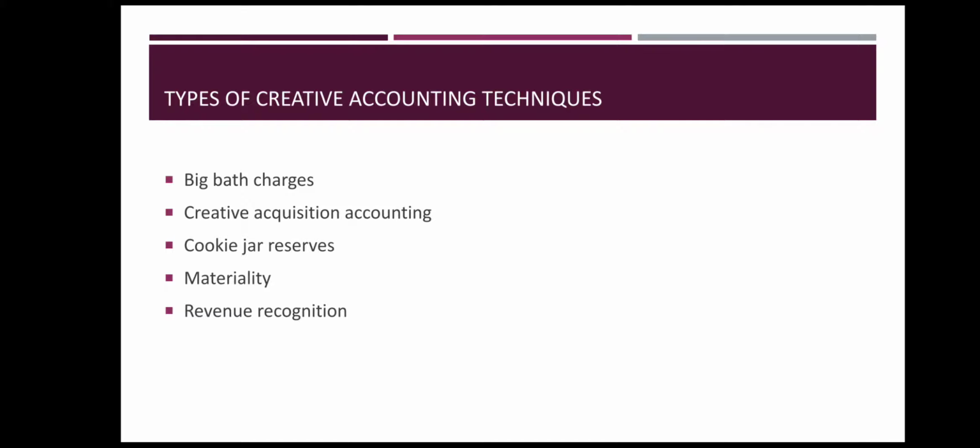Next is creative acquisition accounting. Under this technique, when a company is acquiring a certain asset, or has invested a certain amount in research and development, that can be shown as acquisition in process. Although the company might have acquired the asset, in the books of accounts it can be shown as acquisition in process, and using this the company can show utilization of funds for that asset, and a certain amount of money can be kept aside by the company for any other purpose.